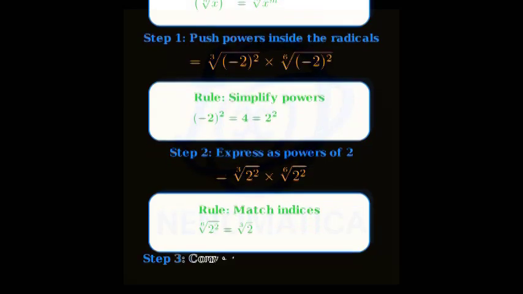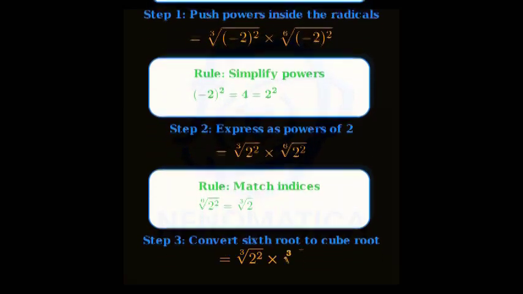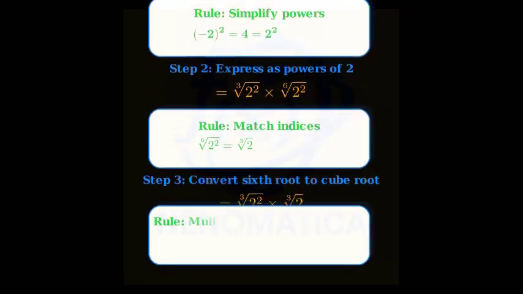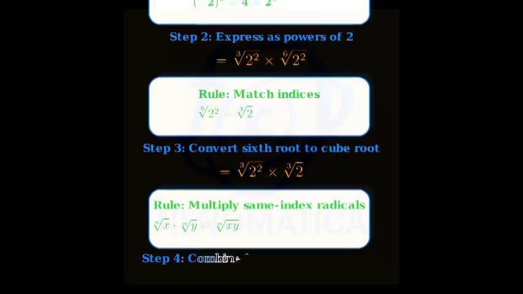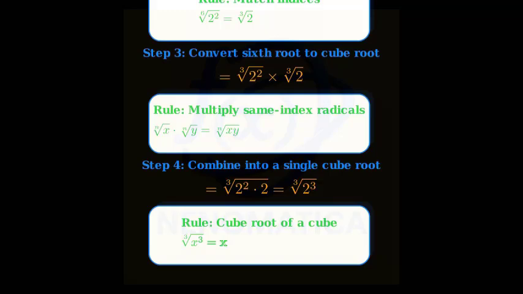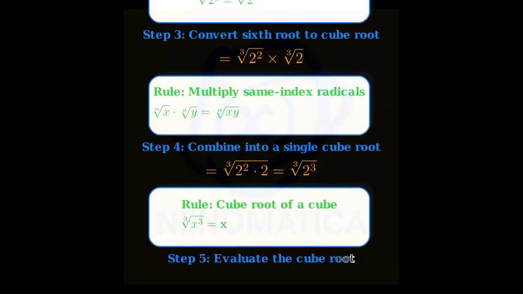Step 4. Multiply radicals with the same index by multiplying the radicands. Then combine inside one cube root. Step 5. Take the cube root of 2 cubed to get 2. That is our final value. To summarize, we grouped radicands, completed the square, and handled absolute values with cases.